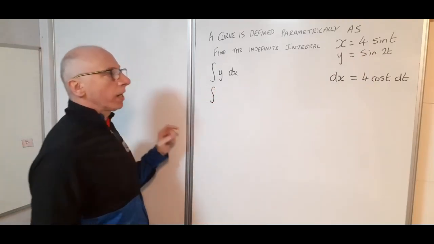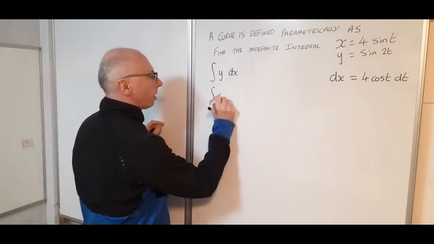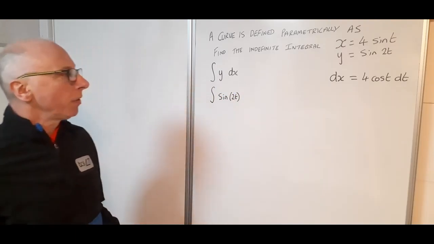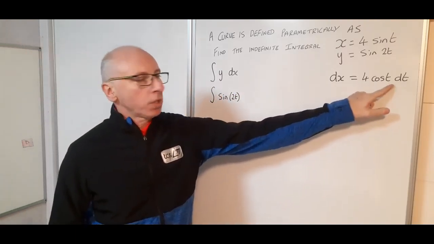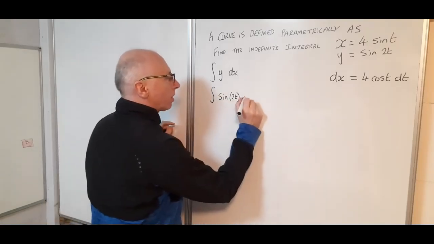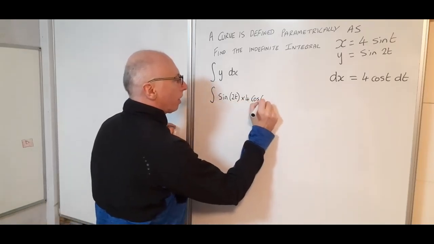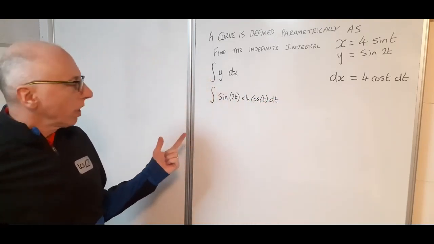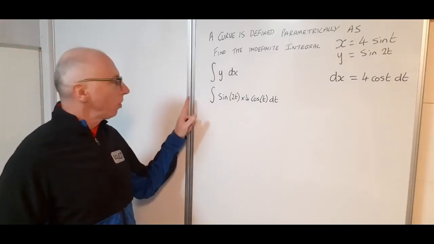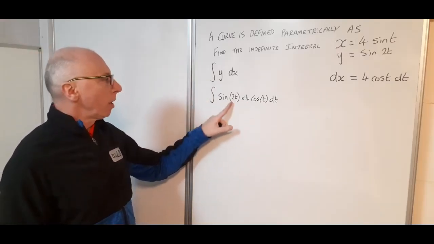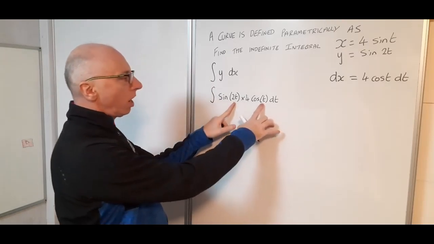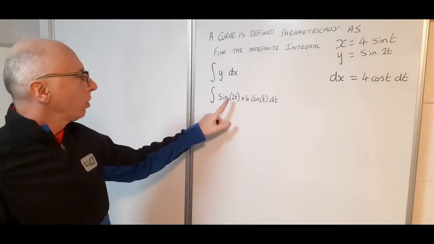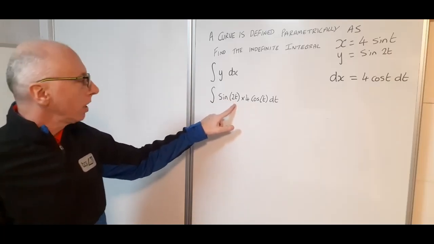So the integral of y, so sine 2t. Just put a bracket around that for the input of the function, times 4 cosine of t dt. Now two things I spot here. First of all, this 4 can come out to the front, but my inputs for my trig functions are different. I've got 2t and a t. So I want to do something probably with this 2t here.